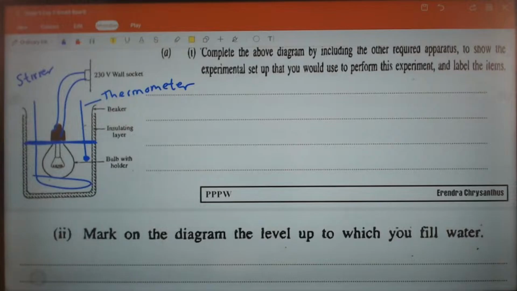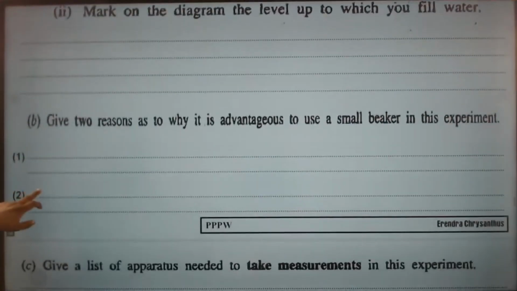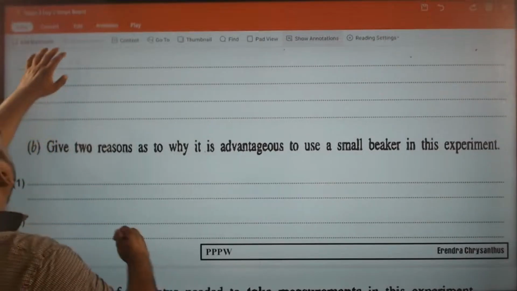We must make sure that it doesn't touch the exposed wire connected to the supply. Right. Mark on the diagram the level up to which you fill water. Done. Right. This part is done.